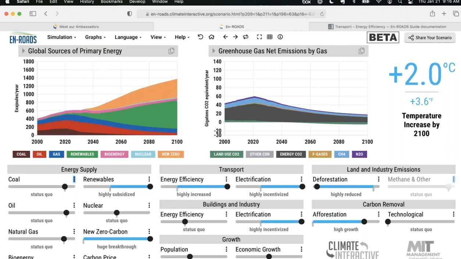Here's where we were. If I increase the electrification of our buildings and industry, so that's heating and cooking, here at my house in North Carolina in the United States, I had to switch the house from running on oil as a heating source to installing an electric heat pump. So I had to electrify the heating system such that it wasn't dependent on oil.